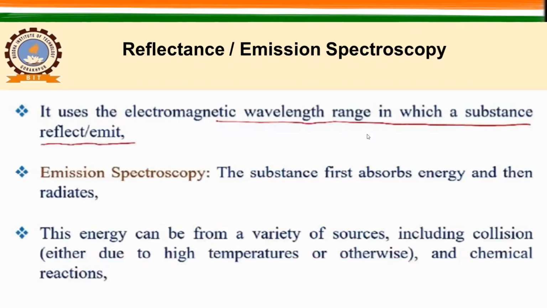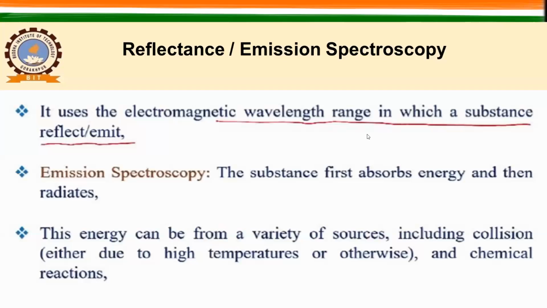So here you see it uses the electromagnetic wavelength range in which a substance reflects or emits. So again, you need to know whether your target is sensitive to this particular wavelength range or not. If so, then you can use this particular wavelength range and that particular instrument, and then you can subsequently derive the reflected or emitted spectra, right?